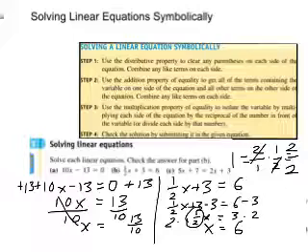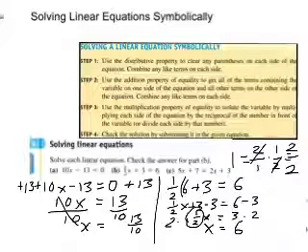All right, now let's substitute this back into the original equation. If we put a 6 in for the x, it's 1/2 times 6 is 3. 3 plus 3 is 6. 6 equals 6. Good. Our answer is correct.